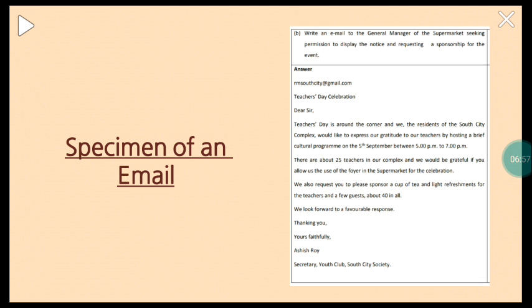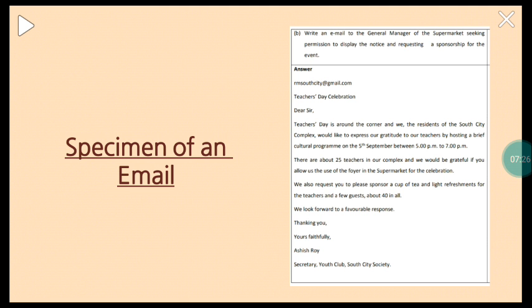Now this is an email to be written to the general manager of a supermarket seeking permission to display the notice and requesting a sponsorship for the event. Now, first of all, you will write your email address, then the subject, which is the Teachers' Day celebration, and then the opening salutation, which is dear sir. Then you begin with the body of the email.